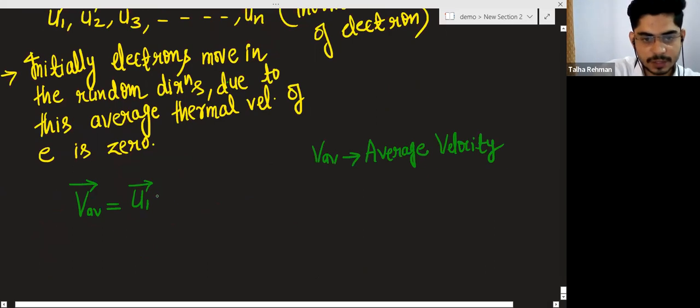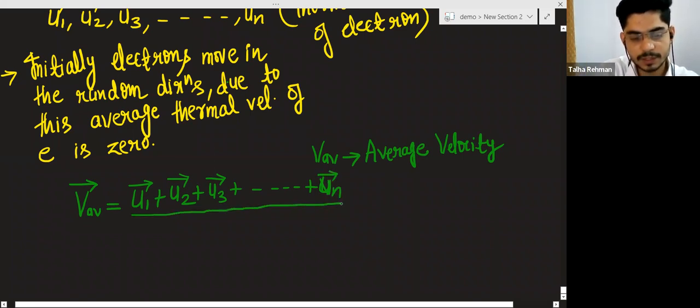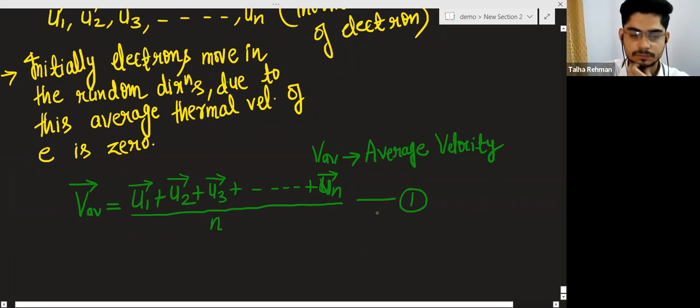So I am calculating the average velocity. There are n electrons. You can divide it by n. Write this as an equation.